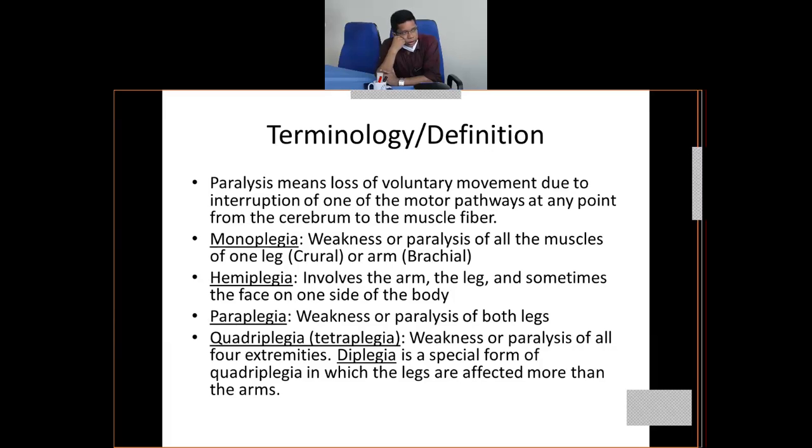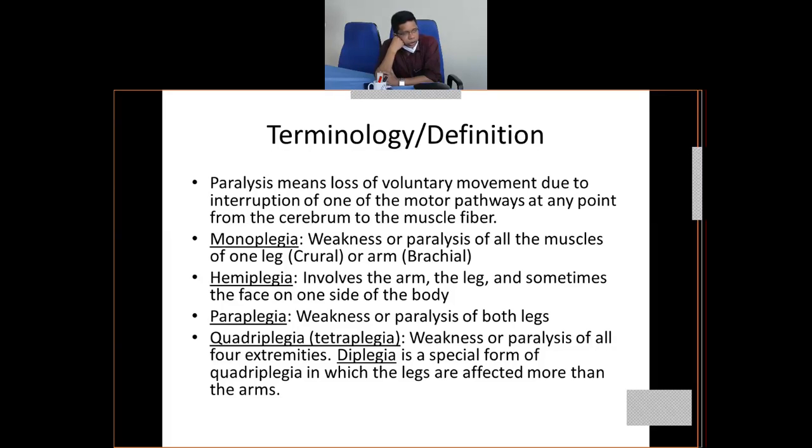One is the difference between paralysis and plegia. Paralysis means simple weakness, and plegia is complete weakness. Partial weakness or some form of weakness, we can label as paralysis, and plegia means complete weakness, complete paralysis. By anatomical definition, it means a loss of voluntary movement due to interruption of one of the motor pathways at any point from the cerebrum to the muscle fiber. So, starting with the central nervous system, the spinal cord, even down to the muscle.